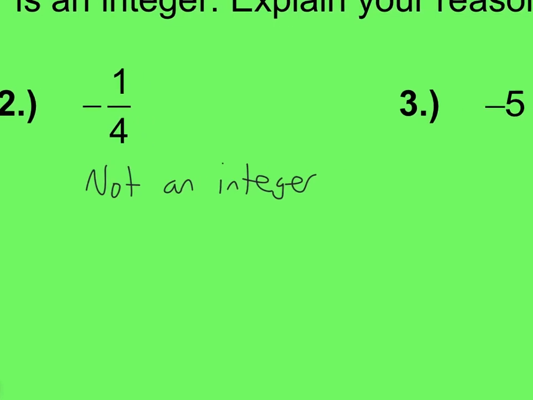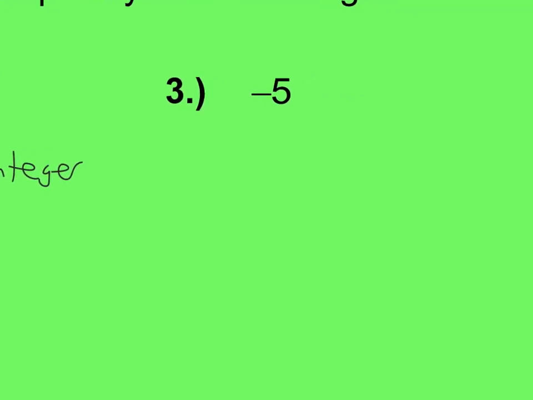Two more. We have -5, and again, that's an integer. It's a whole number. So we're going to write integer, and our reason would be there is not a decimal or a fraction, or it's a negative whole number, so it counts. And last but not least is 0, and this is a tricky one. It's neither positive nor negative, but it is whole. And what we're looking for are whole numbers, any whole number. So 0 counts, so 0 is an integer.